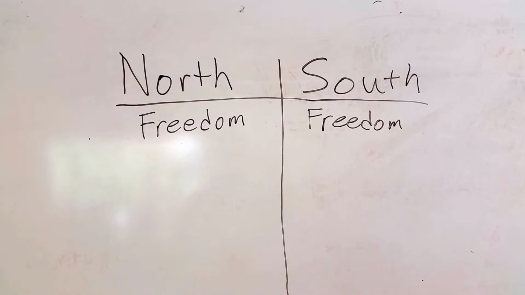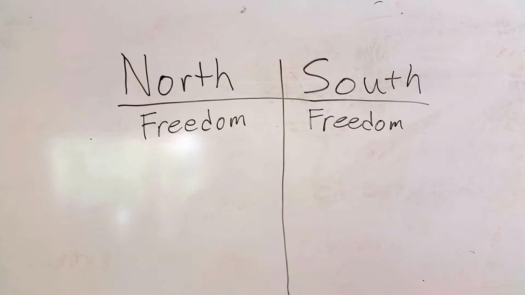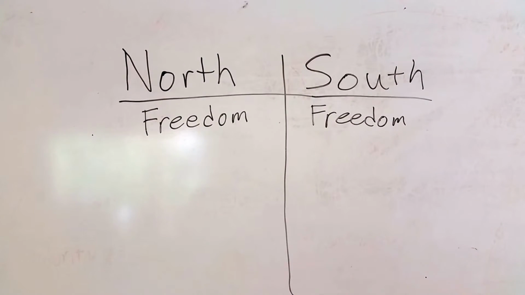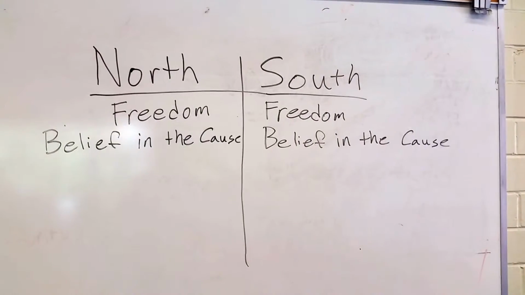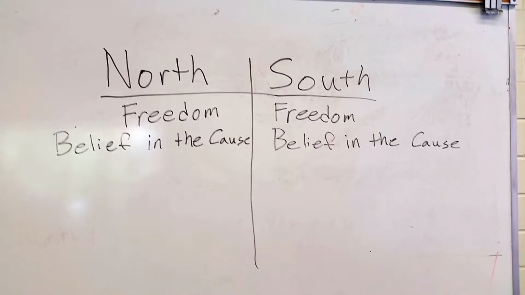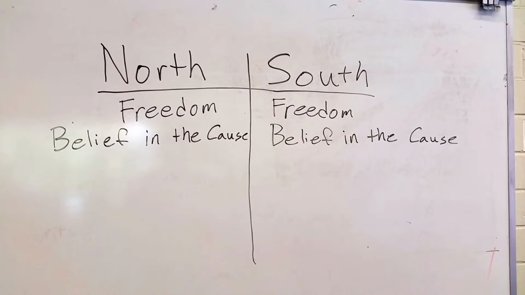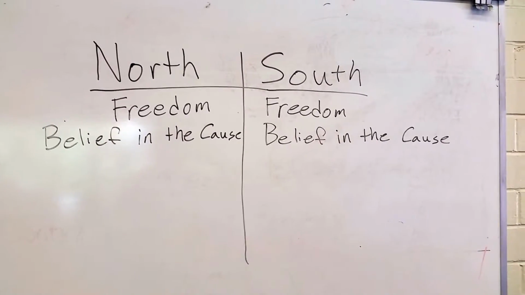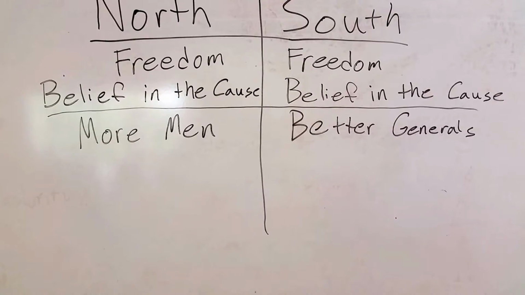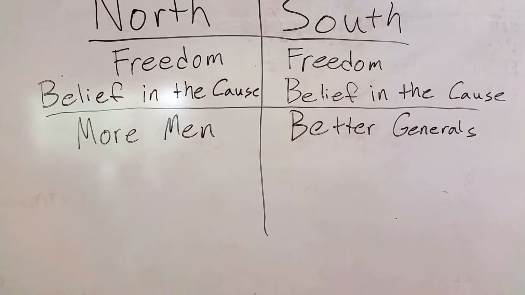The North was fighting for the freedom for the slaves, and the South was fighting for their states' rights to decide whether or not they would have slavery. Alright, now we have belief in the cause. Both sides believed that they were fighting for the right side, and that their way was the right way. Alright, so now let's look at some differences.